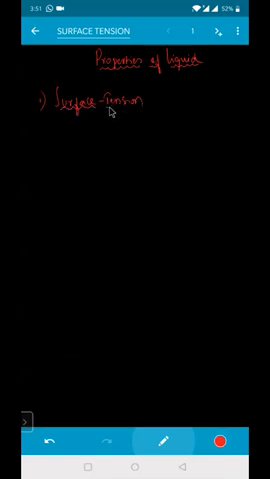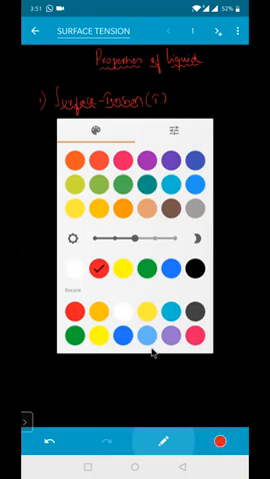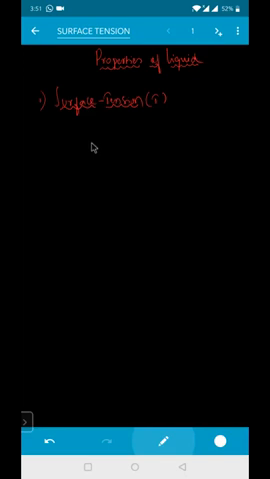Surface tension, represented by the letter capital T. So already define the surface tension. Surface tension is nothing but the two parts of a liquid which have been pulled to each other with a force.